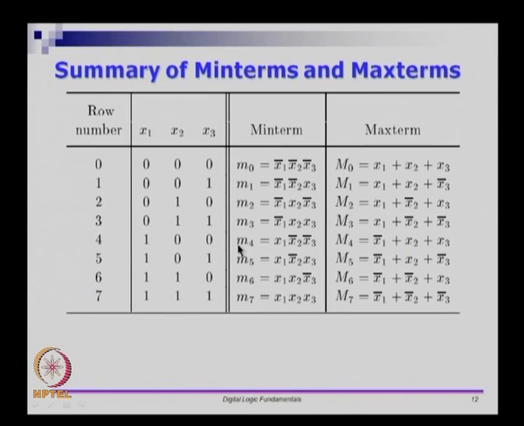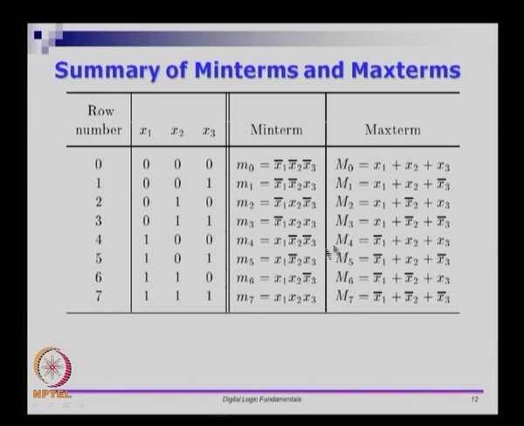Let us pick this row. If I want small case m4, that is the minterm 4. Minterm 4 would be, I want x1 in the uncomplemented form, x2 in the complemented form and x3 in the complemented form. So that is what you have here, and we have a product of those.